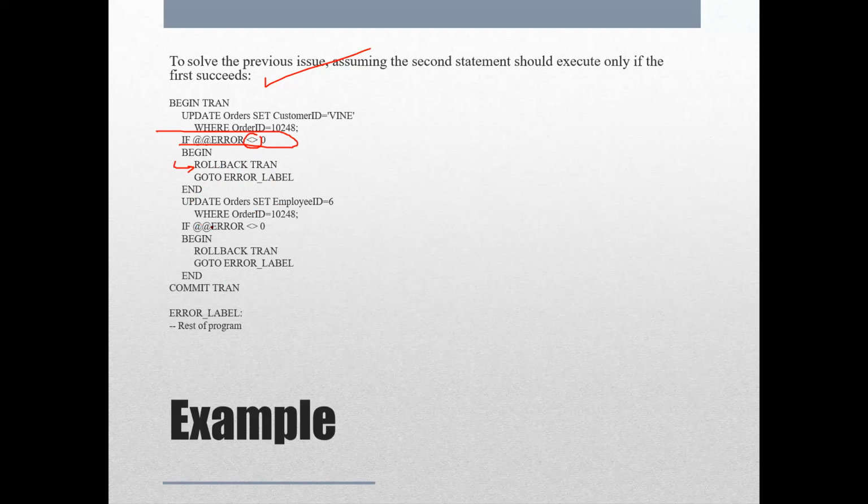Then UPDATE Orders SET employee ID, and again IF @@ERROR is not equal to 0. So basically we are checking whether an error is there, and if there is an error, you do a ROLLBACK TRANSACTION. Whichever step fails, maybe this step or this step, it will take all those transactions and roll them back to the original position and reach this error label. Error label means the rest of the program will just reach over there.